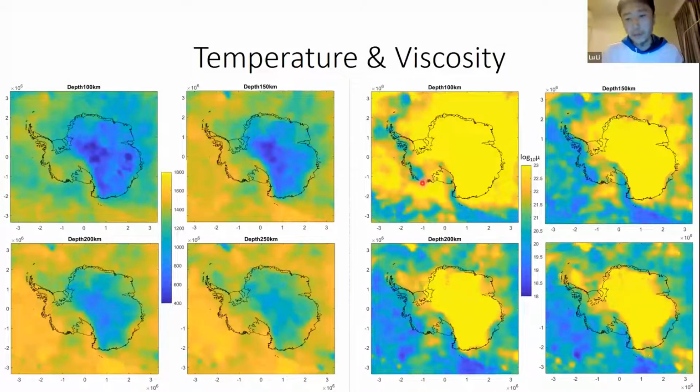So we see there are several low viscosity regions in Amundsen and Bellingshausen or Marie Byrd Land in West Antarctica, and at about 200 kilometers, we see relatively low viscosity in the downstream region in the Totten area. So that may impact some potential uplift in the GIA estimate here.